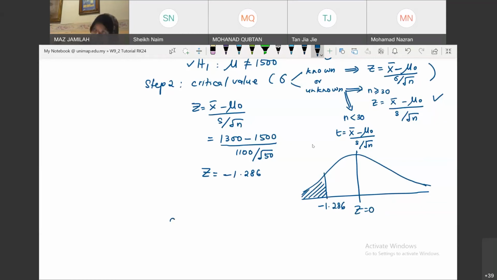Now, step 3. I think I will just stop until step 3 because I have class at 3:30.